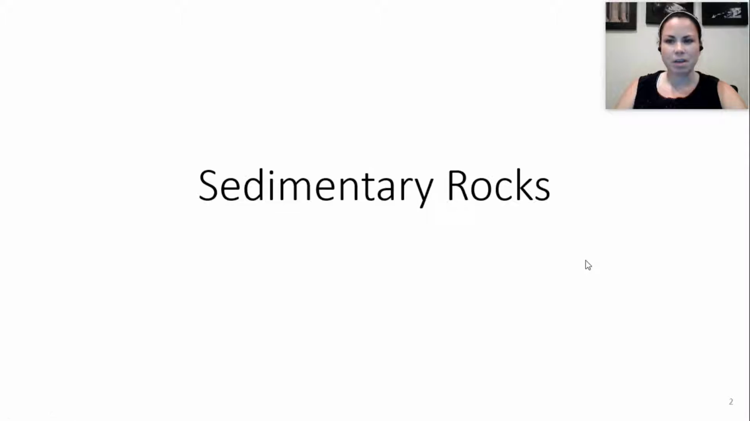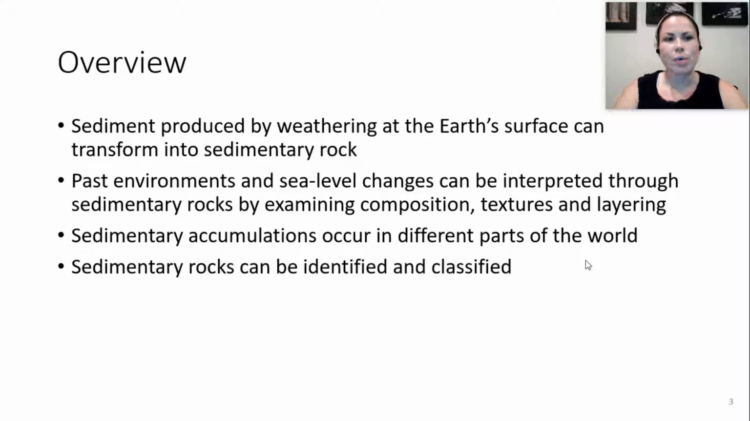In this lecture, we're going to be talking about sedimentary rocks. So in this lecture, we're going to be talking about how sedimentary rocks are formed. Sediments produced by weathering at the Earth's surface can transform into sedimentary rocks. Past environments and sea level changes can be interpreted through sedimentary rocks by looking at their different composition, textures, and layering. Sedimentary accumulations occur in different parts of the world, and sedimentary rocks can be identified and classified.